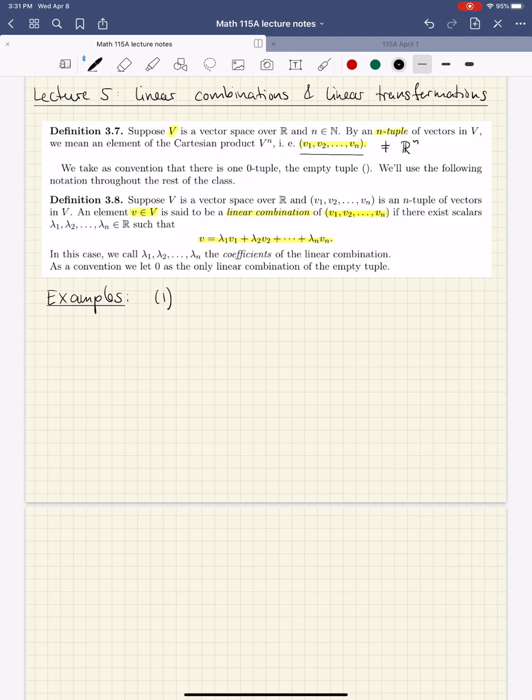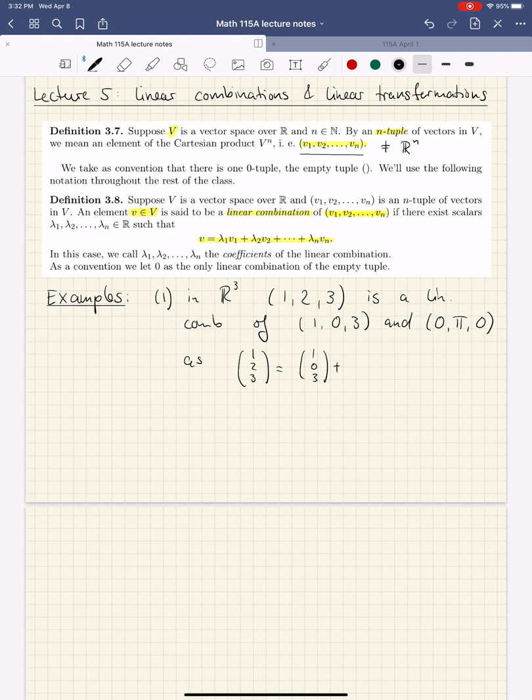So first, let us place ourselves in R to the 3, and let's look at the vector (2, 1, 2, 3). This is a linear combination of, let's say, (1, 0, 3) and (0, pi, 0). Well, (1, 2, 3) can be written as (1, 0, 3) plus 2 over pi times (0, pi, 0). Yeah, this is a nice real number.